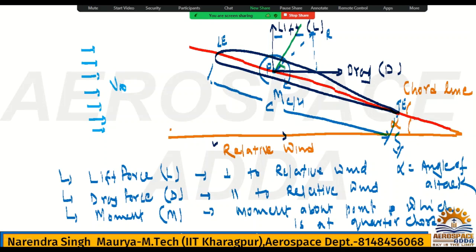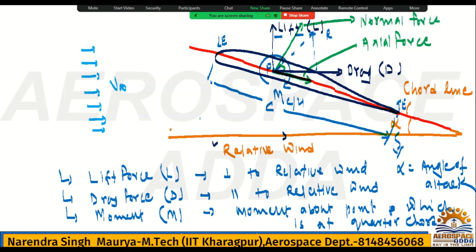At 90 degrees, normal to the chord, and one will be parallel to the chord. Parallel to the chord is called the axial force. Normal to the chord is called the normal force. All right. If this is alpha, then what will be this angle here? This will also be alpha.